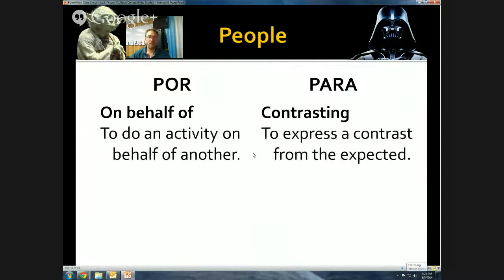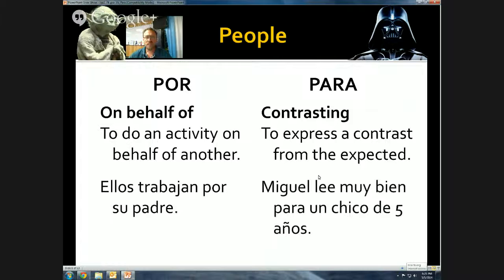People. I might say this is on behalf of someone else. So I'm acting as the representative. I'm taking their side, or I'm taking their position, or I'm working on their side somehow in order to achieve something. Versus, I didn't expect that. So ellos trabajan por su padre. Perhaps he can't or isn't able at this time. So they're doing the job in his place.